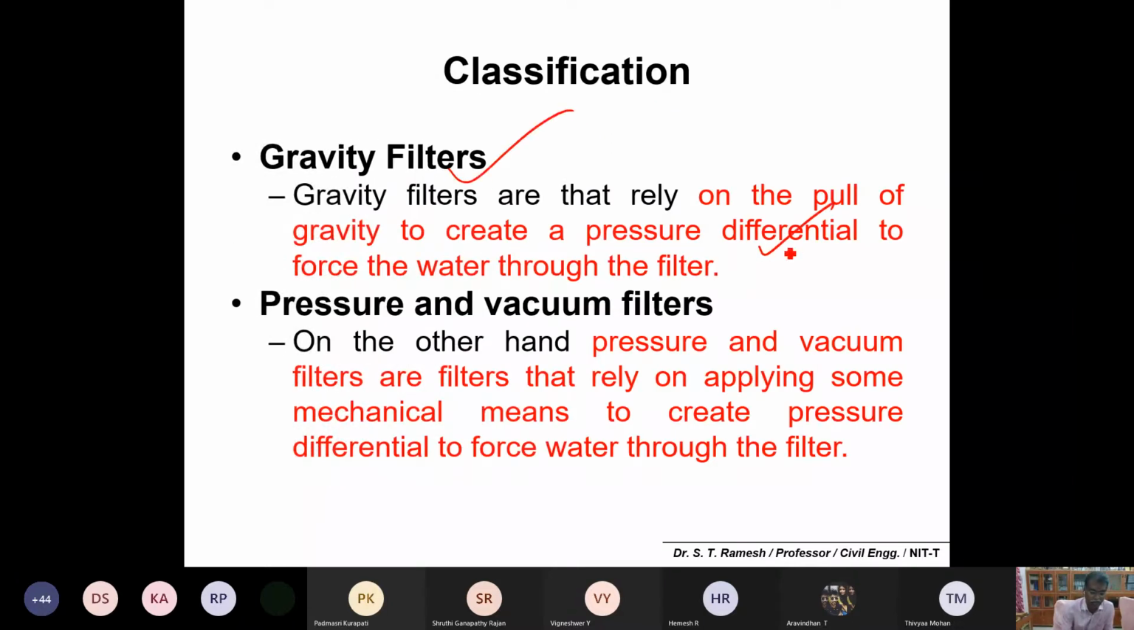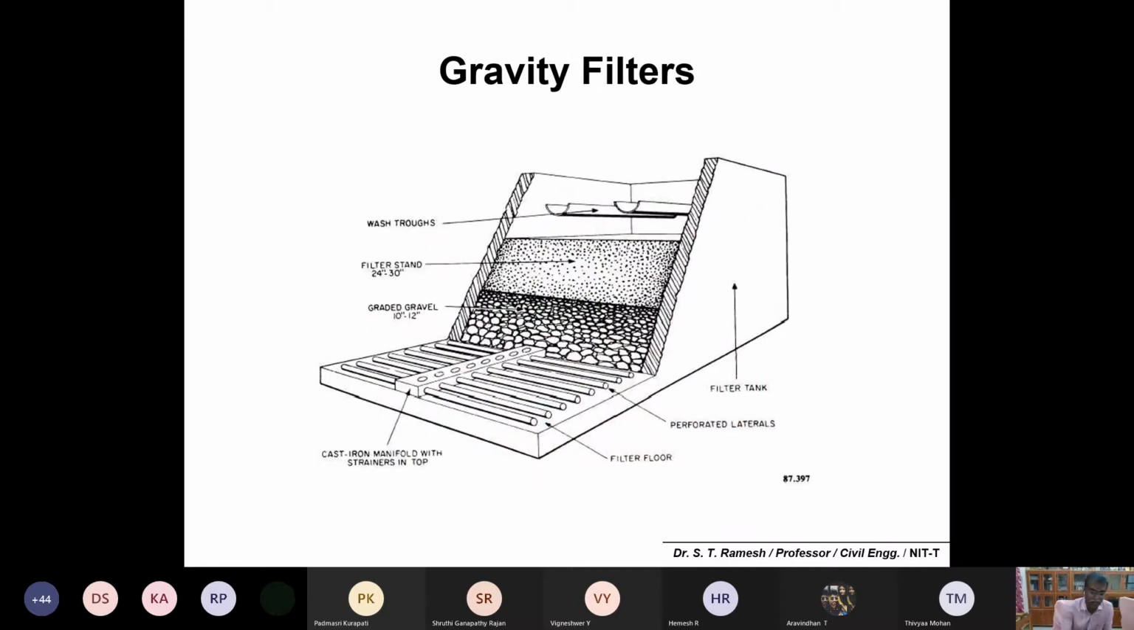Gravity filters work by simple gravity, while the pressure and vacuum filters rely on applying some mechanical means to create a pressure differential to force the water through a filter. So simple gravity, and here pressure is created to force the water through the filter. These are gravity filters.